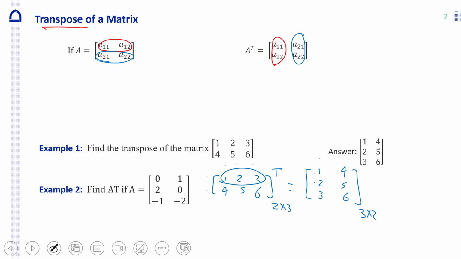How to find the transpose of this one? A transpose, I take the first row to make it my first column, and the second row to be my second column, and the third row to be my third column.